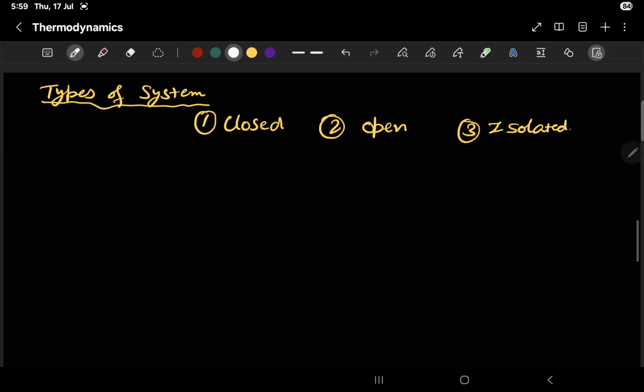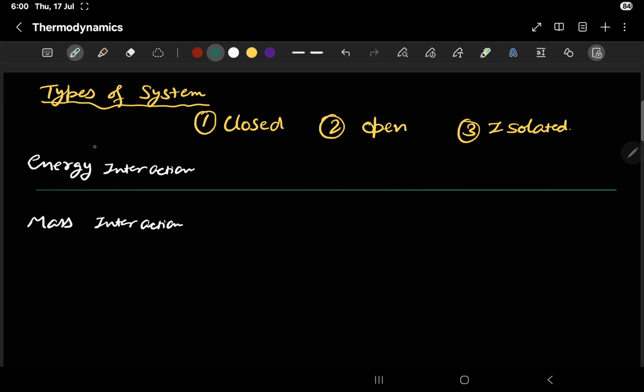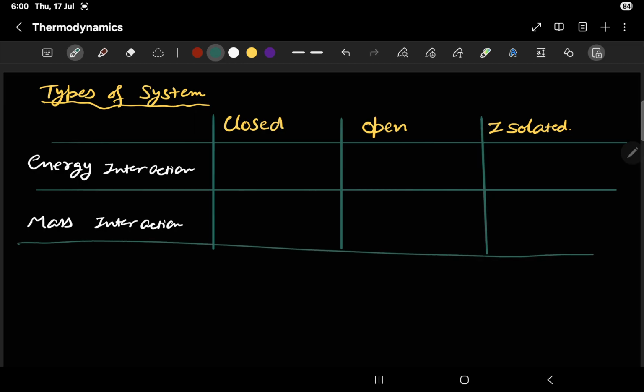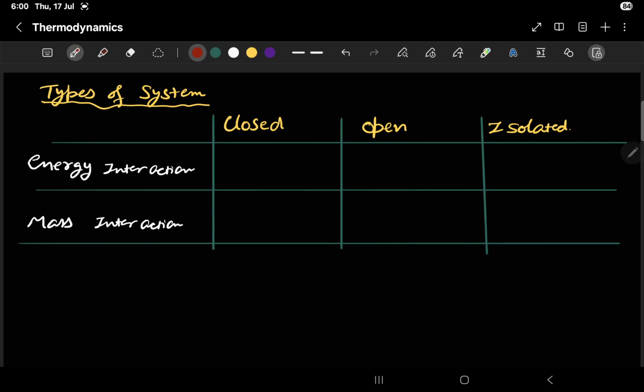Okay, so when we talk about the types of system, like closed system, open system, and isolated system, it is basically defined with the help of energy interaction and mass interaction. So let's draw a table here. In a closed system there is energy interaction, that is, there will be interaction of energy between system and surrounding, heat.